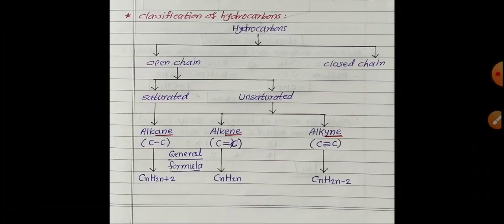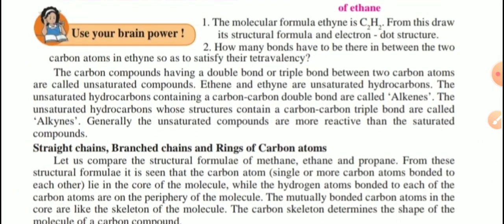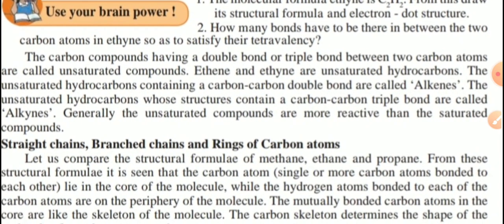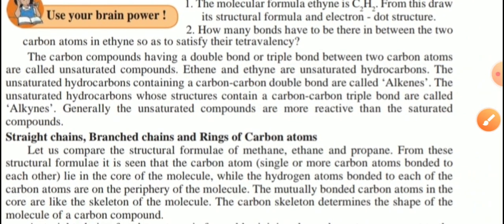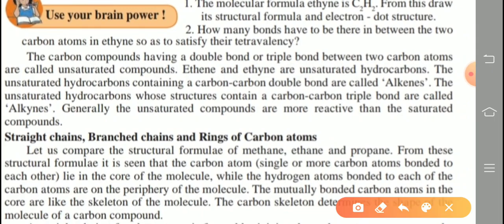Next. The carbon compound, next point that is showing here. Next, define unsaturated hydrocarbon. Mark the answer. The carbon compounds having a double bond or a triple bond between the two carbon atoms are called unsaturated compounds. For example, ethene and ethine, with a double or triple bond, are examples of unsaturated hydrocarbons.